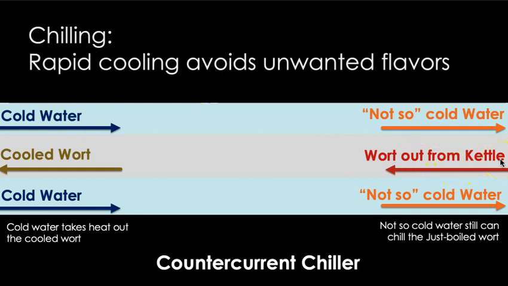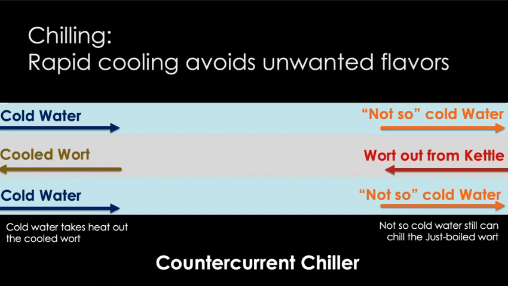The coolest water is the one that is taking heat out of the already cooled beer. And then the beer that is coming right off the kettle, right straight out of the boiling step, is getting into contact with not so cold water, but still this not so cold water is taking heat out of this high temperature beer and is cooling it down. At all times, the cold liquid is taking heat out of the hotter fluid, out of the hot beer. And this is the whole process of a countercurrent chiller, which is a very, very smart design in order to achieve fast cooling.